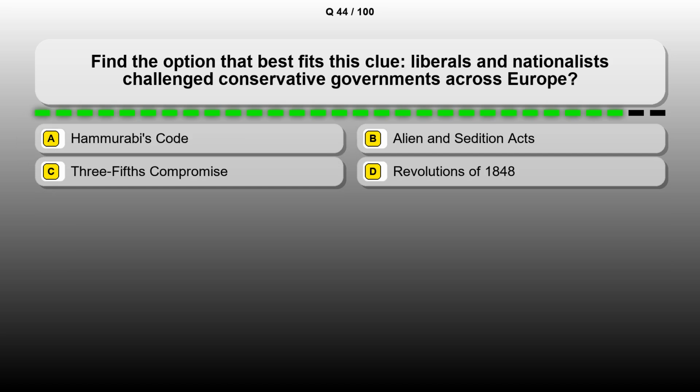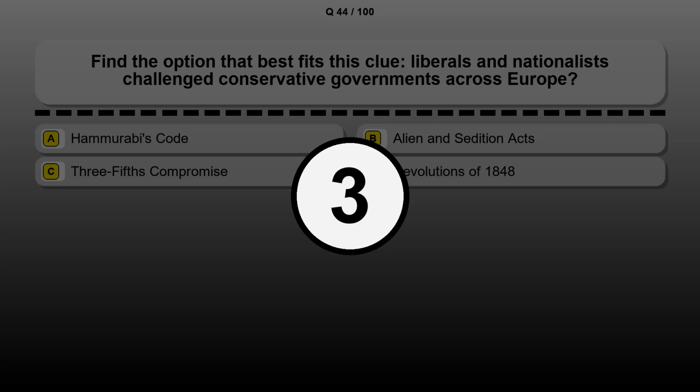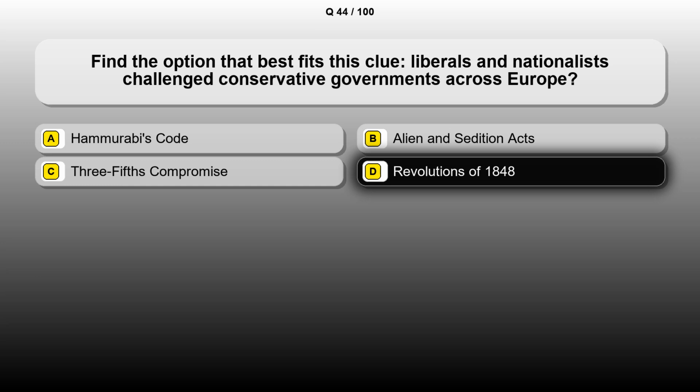Question 44. Find the option that best fits this clue. Liberals and nationalists challenged conservative governments across Europe. Option A, Hammurabi's Code. Option B, Alien and Sedition Acts. Option C, 3-5 Compromise. Option D, Revolutions of 1848. The correct answer is option D, Revolutions of 1848.